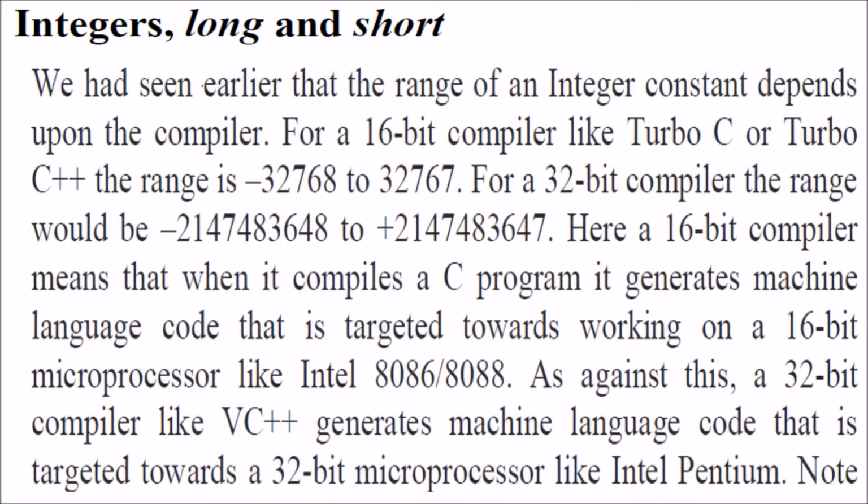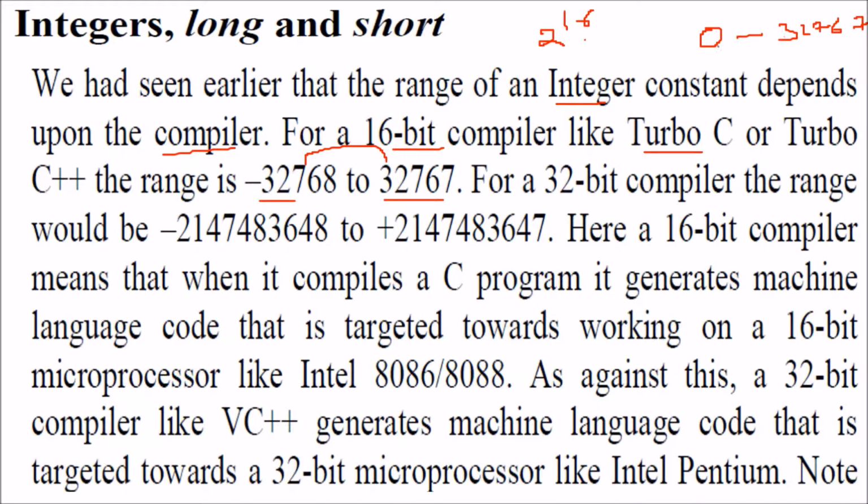Integers, long and short. We are talking about integer in C. We need to understand that it is compiler dependent. For example, if it is a 16-bit compiler like Turbo C or Turbo C++, the range of integer is negative and positive. Why? Because integers take negative as well as positive numbers. So 2 to the power 16 to be exact, if you combine these two, you get this number. On the number line, you take 32767 on this side, and on this side you have minus 32768. So this is the range.